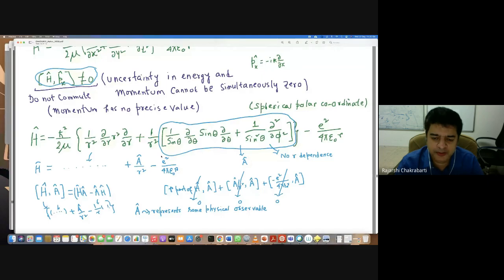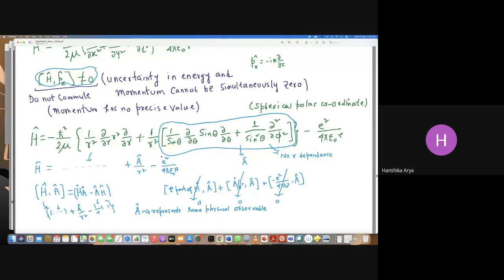Is it clear, the statement? If I can relate this operator to a physical observable, then that physical observable and the total energy can be measured simultaneously without uncertainty, since the Hamiltonian H and operator A commute. Is this statement clear?